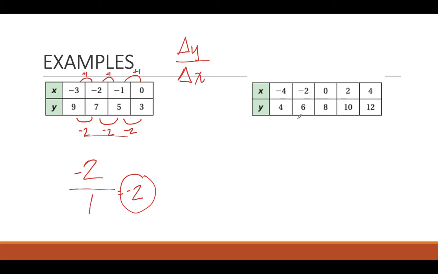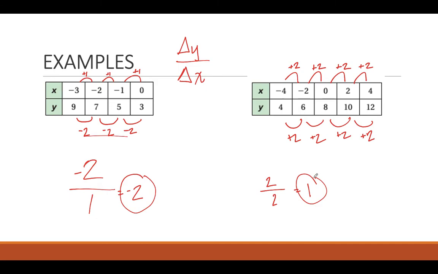Let's look at a second example. Same thing, from 4 to 6, that's an increase of +2. 6 to 8, again, +2, it's going up 2. 8 to 10 goes up 2. 10 to 12 goes up 2. And then if we look at the x values, -4 to -2, that's also an increase of +2. -2 to 0, increase of 2. 0 to 2 goes up by 2, and 2 to 4, +2. So we have the same on both for the change in y and the change in x. They're both +2. So the change in y is 2, the change in x is 2. 2 over 2 is a rate of change of just 1.